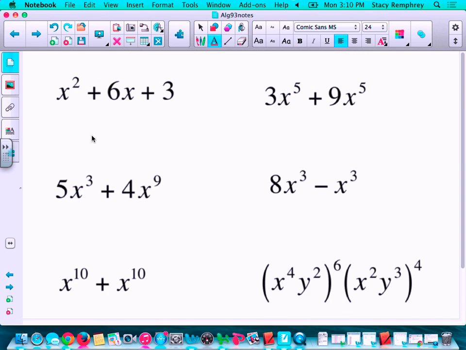On the next page, I have addition and subtraction. Please remember that exponents are affected by multiply and divide because exponents show multiplication. So x squared plus 6x plus 3, if I have an x squared and I have 6 x's and I have a 3, this cannot be simplified. The only thing that will change an exponent is multiplying or dividing.